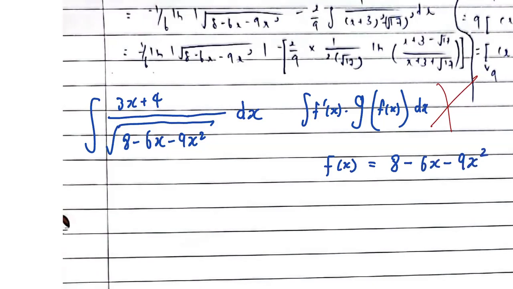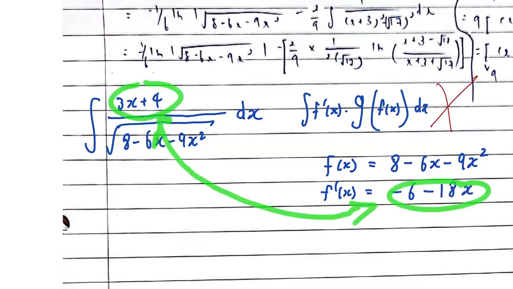Notice that it's multiplication over here, and we need a f prime x. Okay, maybe we find f prime x first, then it will become more obvious. So this will be -6 minus 18x. -6 minus 18x, 3x plus 4. Can we make them the same? Are they the same first? Definitely not, but can we make them the same?